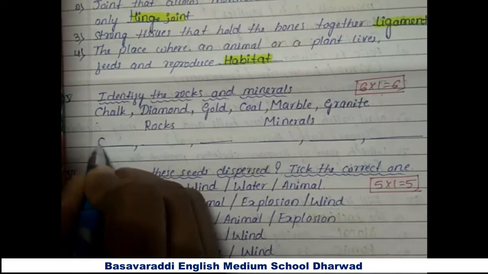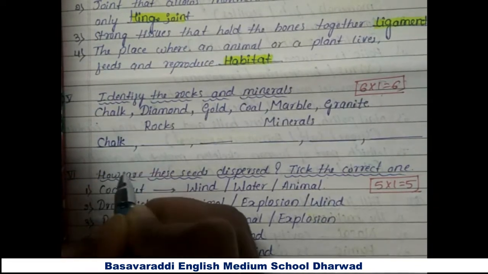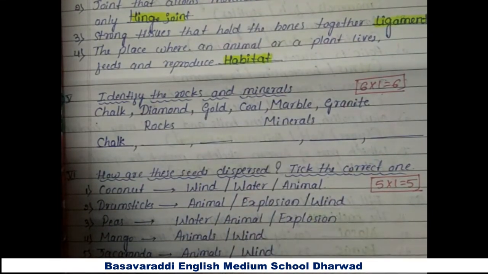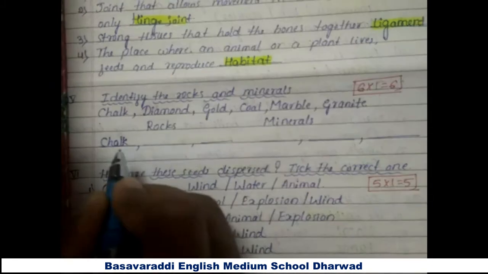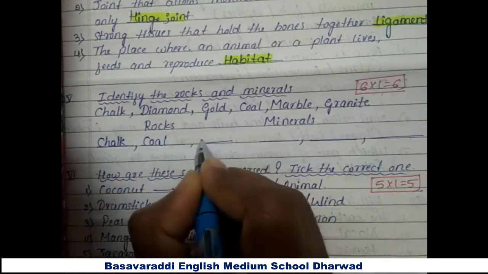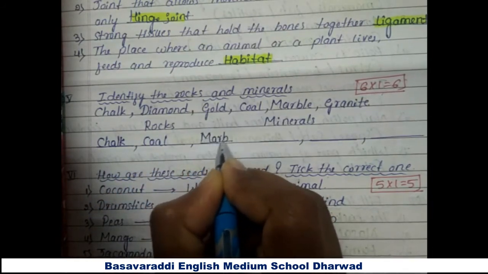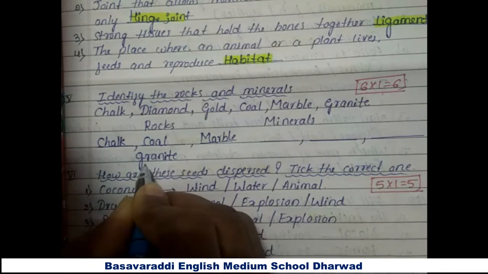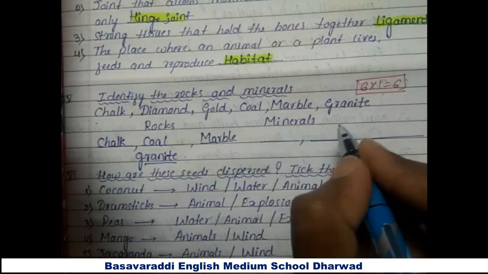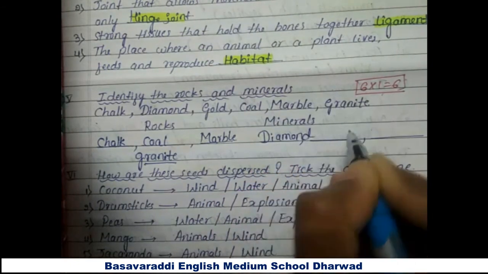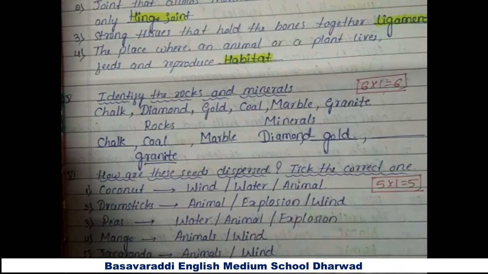Chalk is a rock. Yes, what is rock and mineral? The earth crust is made up of different types of rocks and minerals. One of them chalk, and one more there, coal, marble and granite. Yes, in the mineral column, diamond and gold. Okay, these are the examples of the minerals.